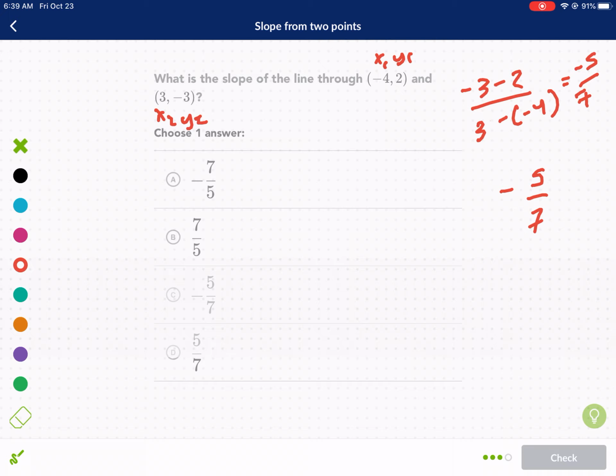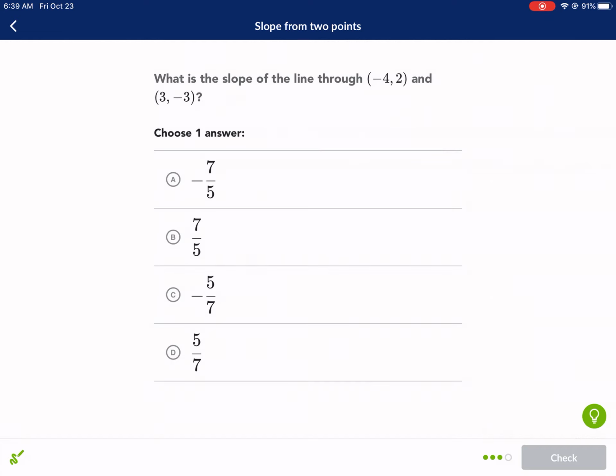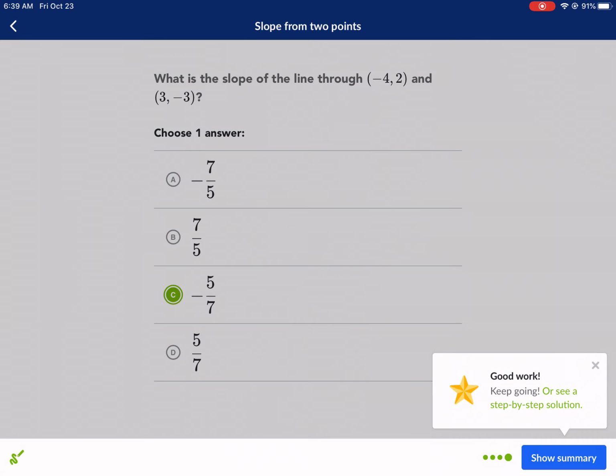Now, I always like to put the negative sign in the top. That way I always have a negative rise. I can talk about that in another video, but I always like putting it in the top, but here it doesn't really matter. We have negative 5 over 7 right here. Check it. All right, you're going to be hearing this sound of success.